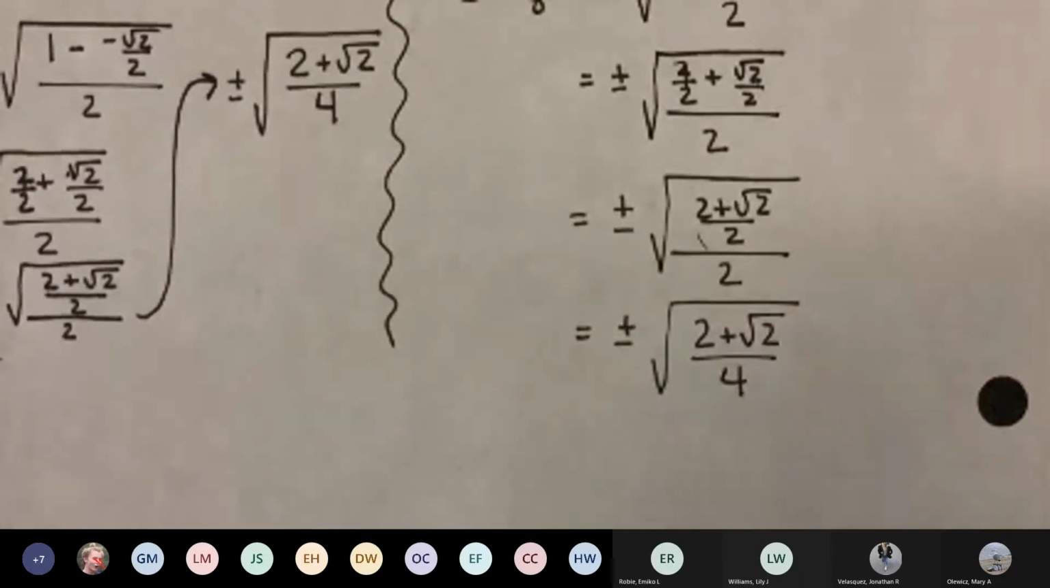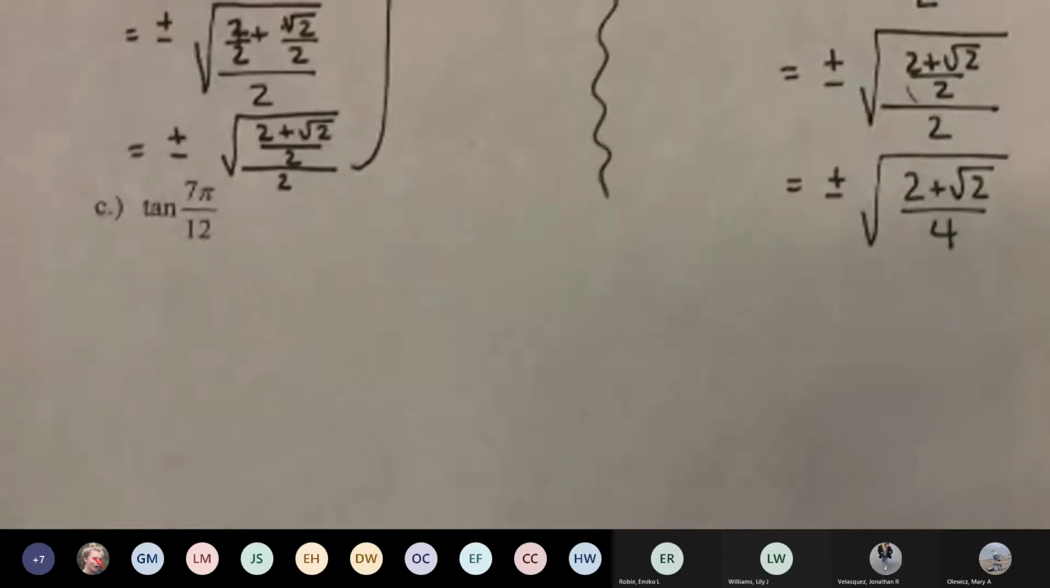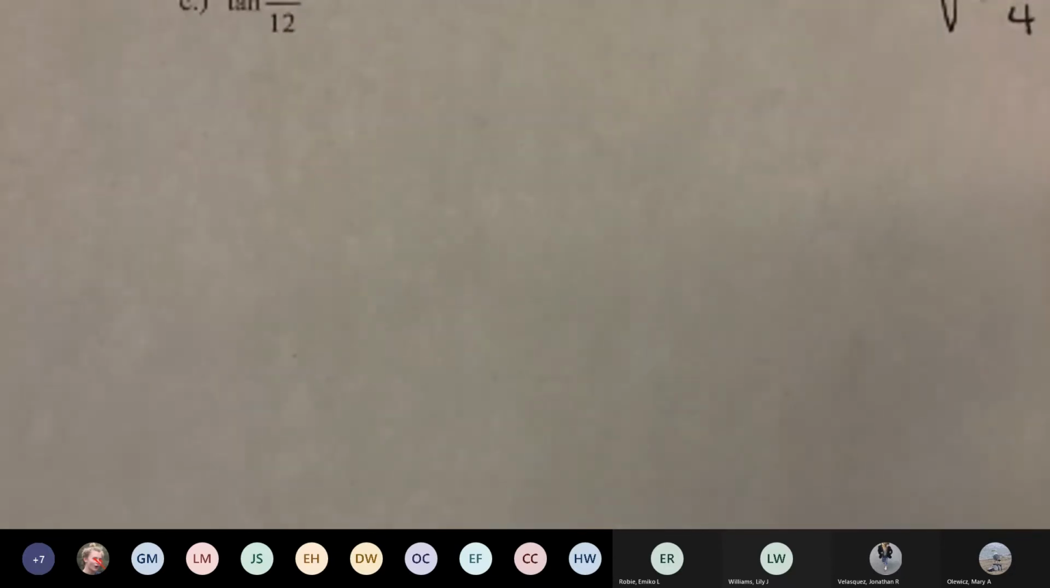That is a nasty little critter right there. All right, what kind of questions do you have? Anything at all? Don't worry, we're going to do one more, as has been the case with everything today. Sometimes 3 is special. All right, let's go to our final problem. It is tangent of 7 pi over 12.